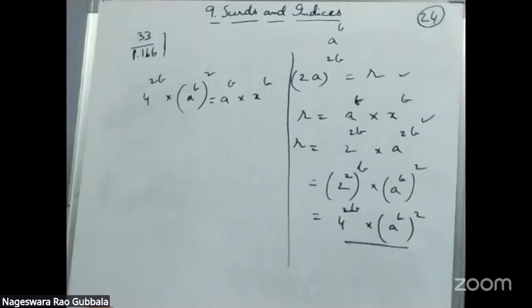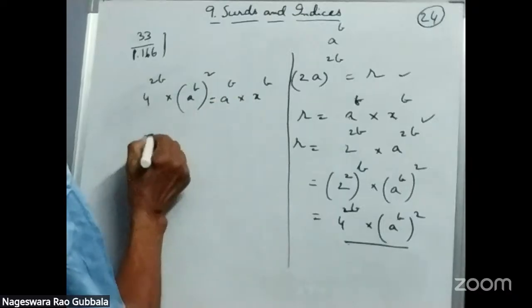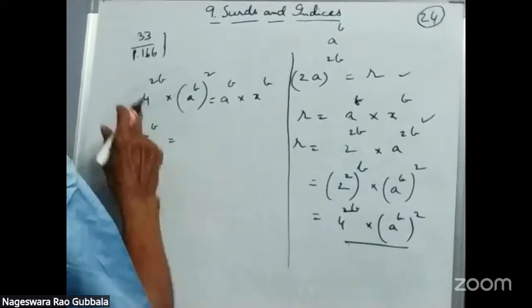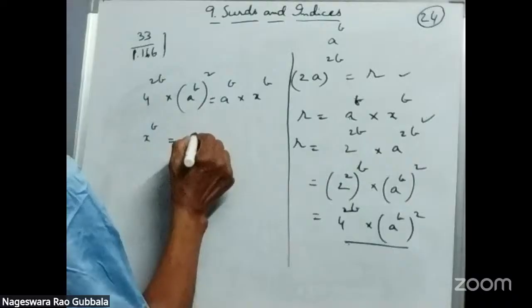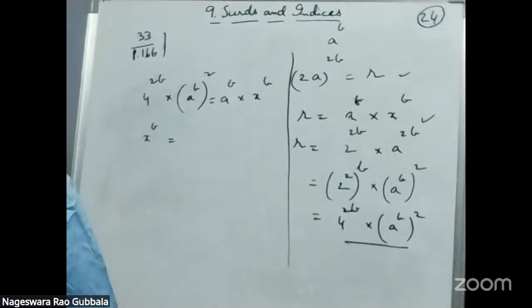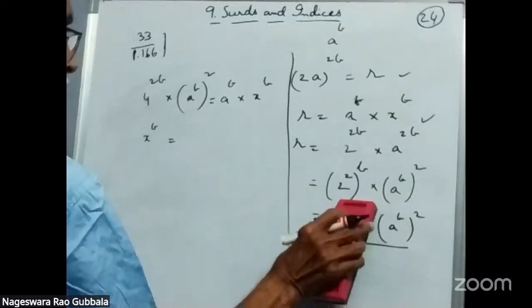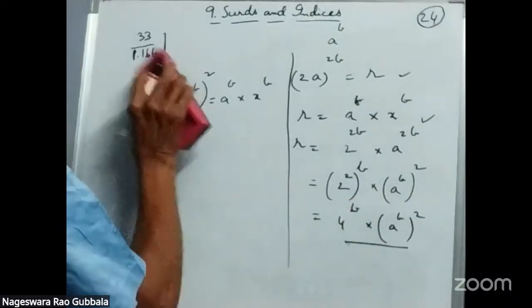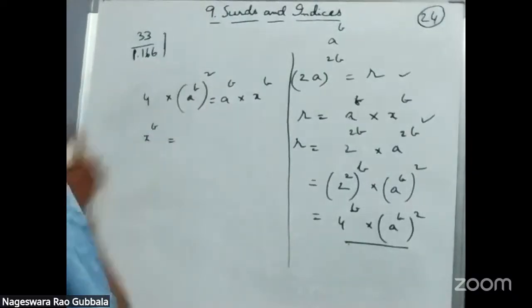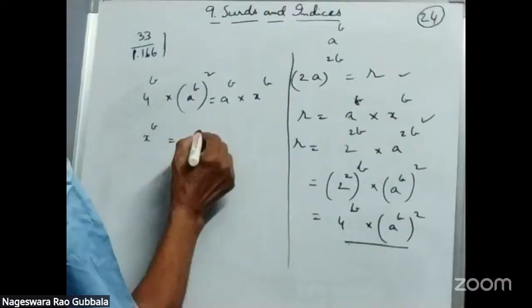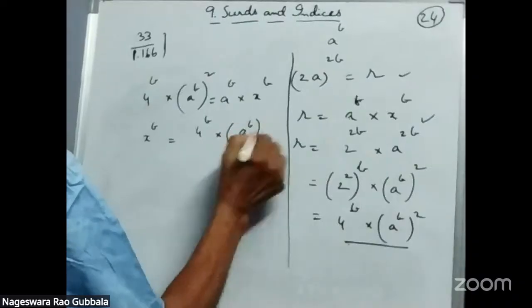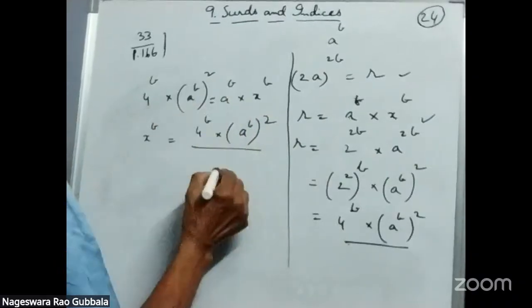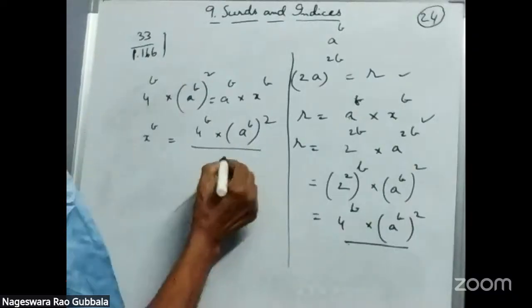So finally we want x. So let us keep x to the power of b on the left side. What happens? The whole thing goes on the right side. 4 to the power of b only, not 2b. 4 to the power of b into a to the power of b whole squared, divided by a to the power of b in the denominator.